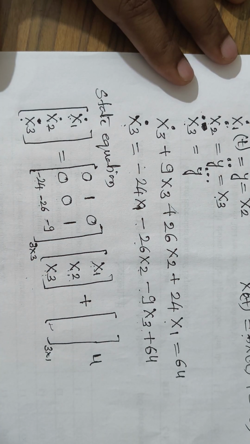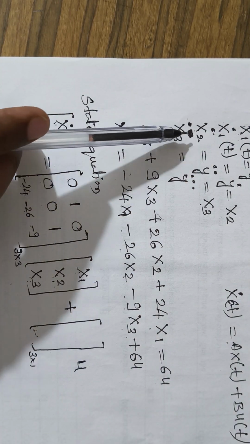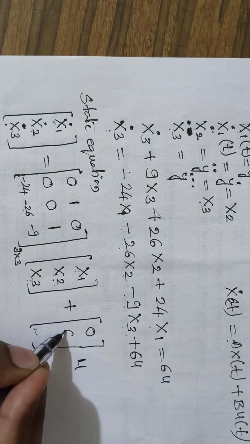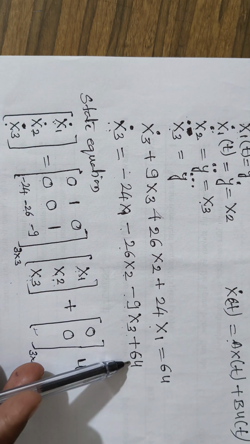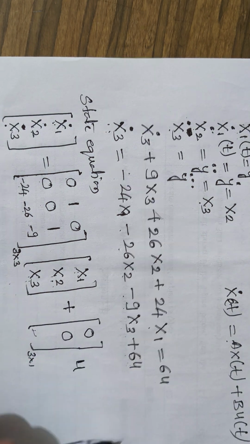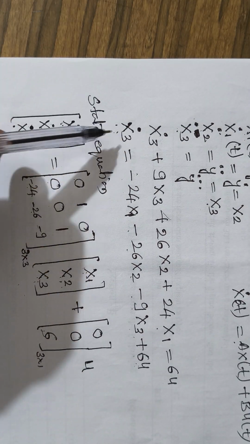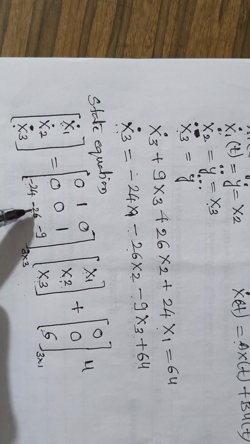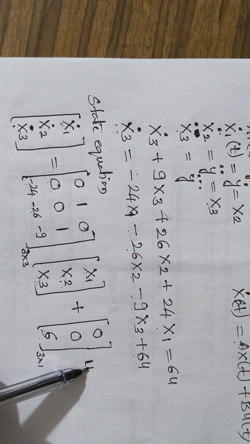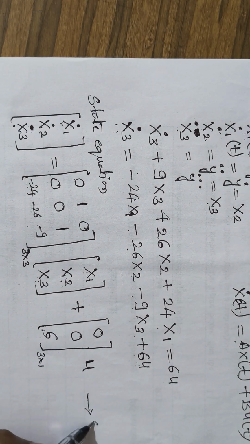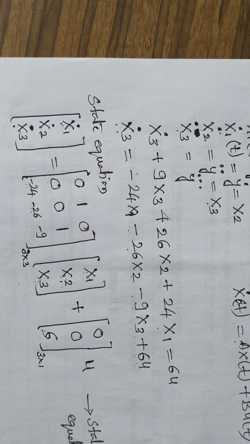We have filled this. Now here you don't have any u term in x1 dot and x2 dot, therefore these two elements will be 0 for this column matrix. But in x3 dot you have one u term, the coefficient of which is 6, therefore it will be 6. So your equation is x3 dot is equal to minus 24 x1 minus 26 x2 minus 9 x3 plus 6 into u. So this is your state equation.